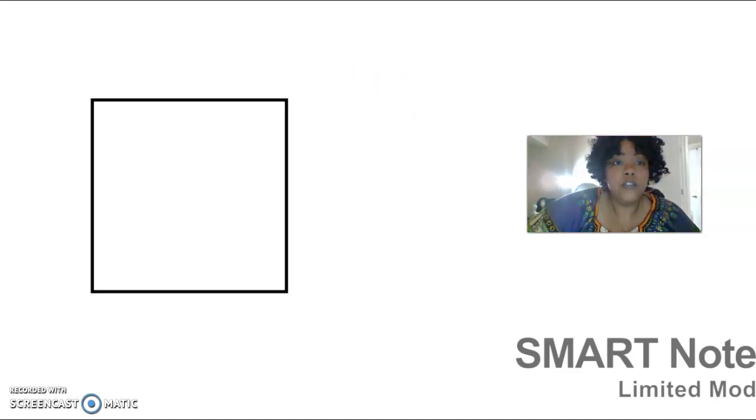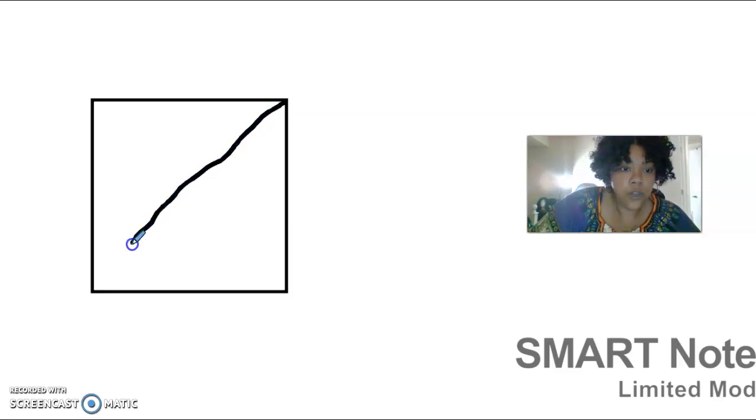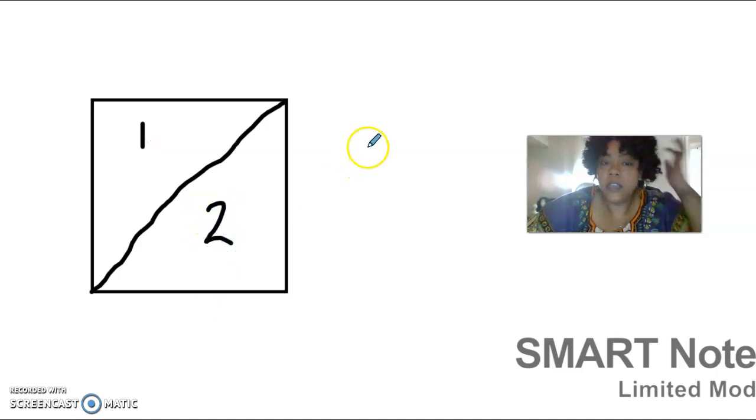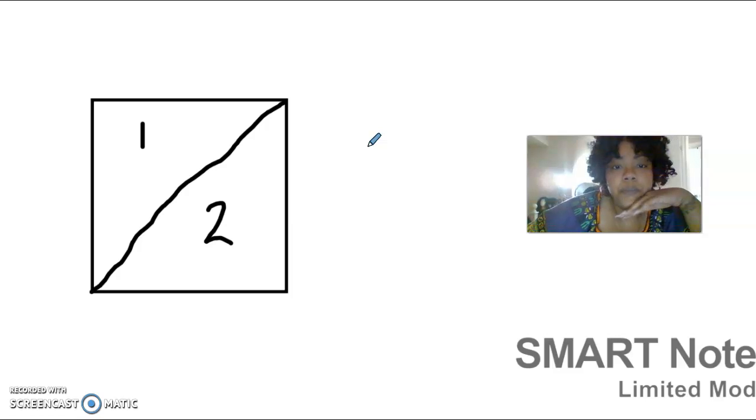So I'm going to take my trusty pencil and I'm going to start here at this corner vertex and draw a diagonal line over to the other corner. Whoa, let's do that again. A little too sloppy for me. All right, so starting again, I'm going to start at this vertex and draw a diagonal line down to this vertex in this corner. So now I have two halves. One, two halves.